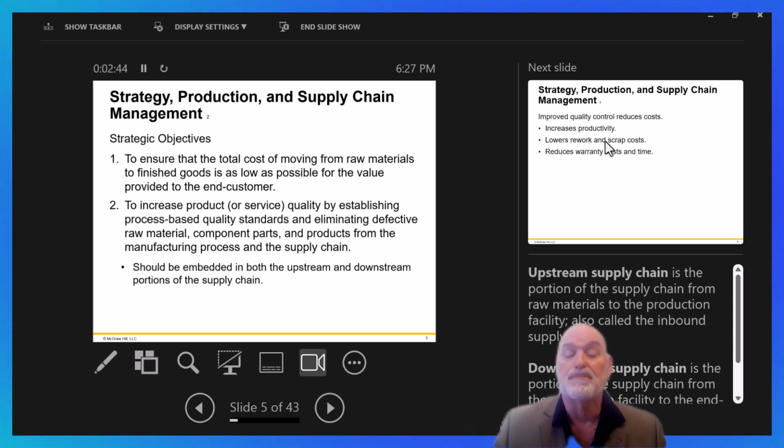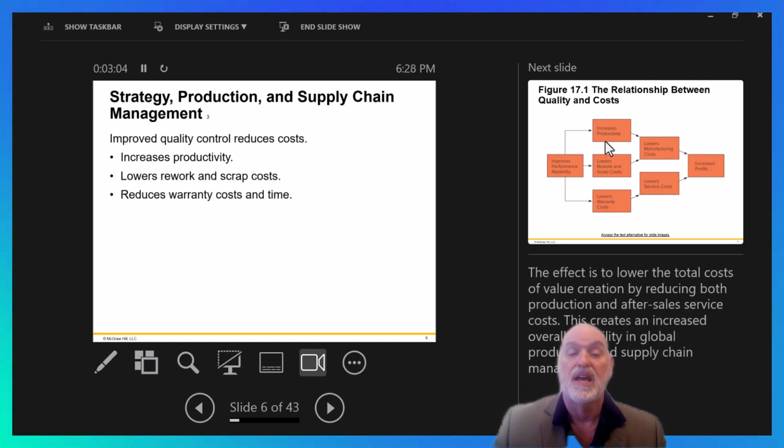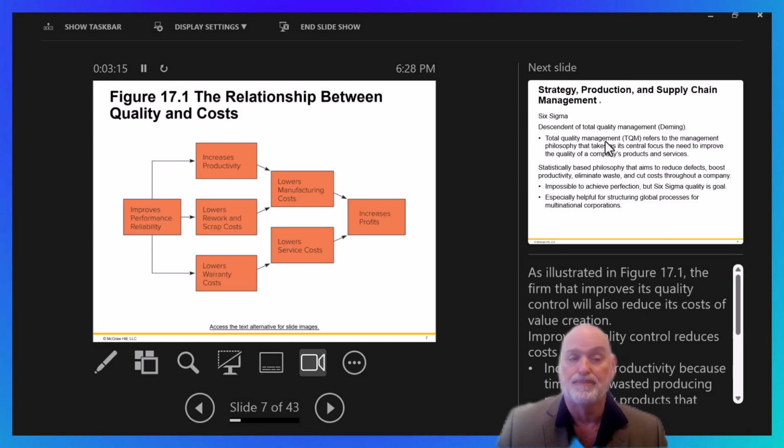2. Increase product or service quality by establishing process-based quality standards and eliminating defective raw material, component parts, and products from the manufacturing process and the supply chain. Should be embedded in both the upstream and downstream portions of the supply chain. Improved quality control reduces costs. It increases productivity, it lowers rework and scrap costs, and it also reduces warranty costs and time.